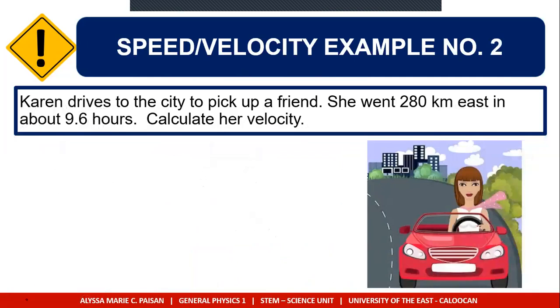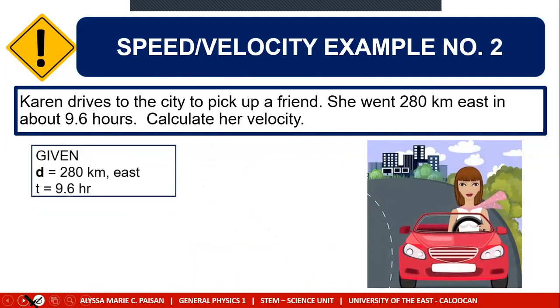Okay? And then last example: Karen drives to the city to pick up a friend. She went 280 kilometers east in about 9.6 hours. Your task is to calculate her velocity. The given are D or displacement. Remember, it has a direction. And we're looking for velocity, that's why we cannot disregard the direction. The direction is important. The partner of velocity is displacement. So the displacement is 280 kilometers east and the time is 9.6 hours.